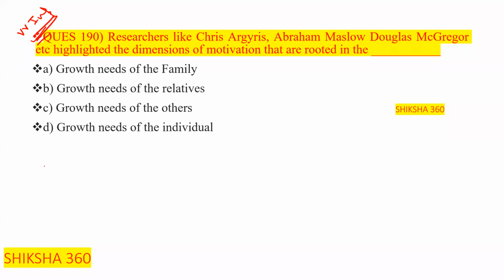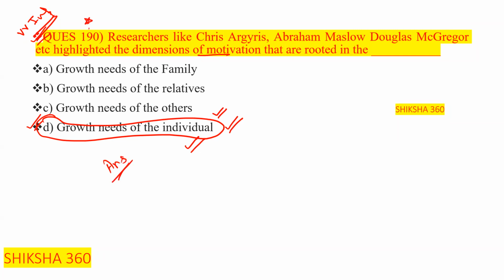The correct answer here is option number D, that is growth needs of the individual. They have highlighted the dimensions of motivation that are rooted in the growth needs of the individual. So this one is our answer. Very, very important. This type of question you will definitely expect in the examination. Now move to the next question.